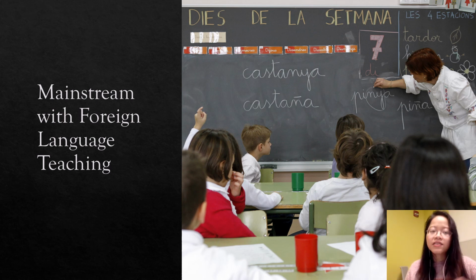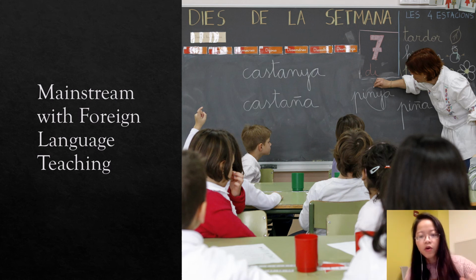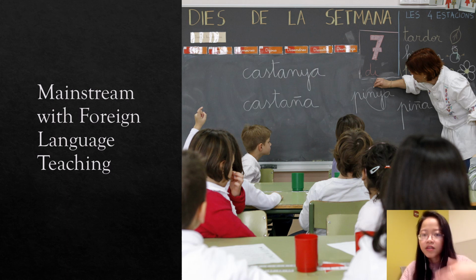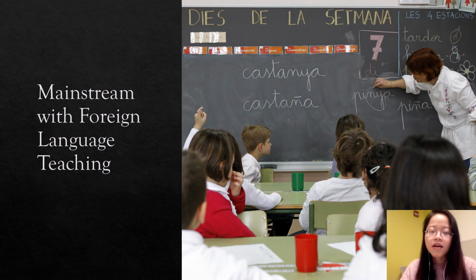But like I said, mainstream with foreign language teaching is the possible model of bilingual education in countries where English is a second language, or where English is a foreign language, like Japan, Vietnam, China, and even within the United States, you can say with Spanish, like I just gave as an example, as a foreign language subject. So that is also a popular bilingual education model that we see, a weak form of bilingual education.